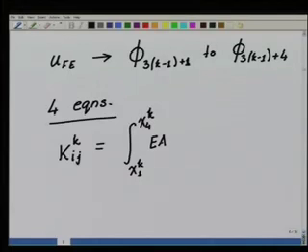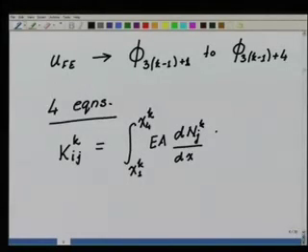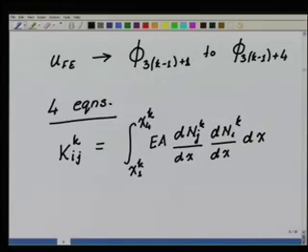Ea d phi, sorry, not phi, let me go in terms of n, dnj of k dx, dni of k dx dx. I am not putting the string, the distributed string part here, it is only for the bar. If you had the string, you will have to add the additional contribution from the string.